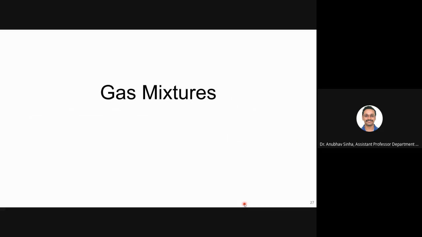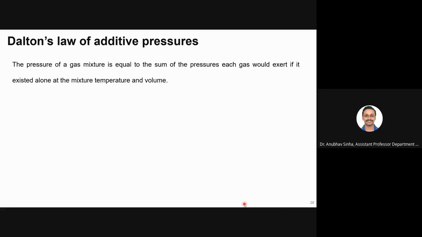Let us talk about gas mixtures. First is Dalton's law of additive pressure. If we have a mixture of gases and I want to calculate the total pressure exerted by that mixture, Dalton's law says that the total pressure will be equal to the sum of the pressure of each gas that it will exert if that particular gas is alone, at the mixture temperature and volume.